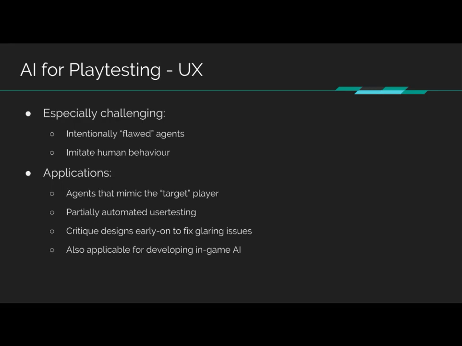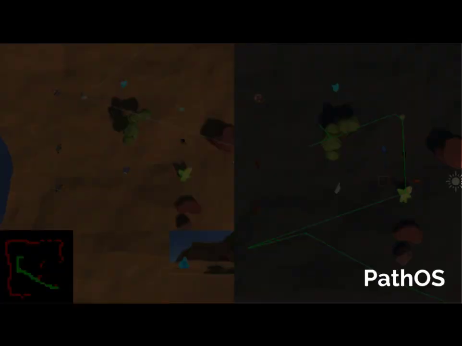Another place where this is applicable is developing in-game AI. So if you're trying to make AI that's more convincing, that's more realistic, learning to imitate the action patterns of real players is also really valuable for that. So this is just another example of how games user research can drive more development and innovation in game design as well.